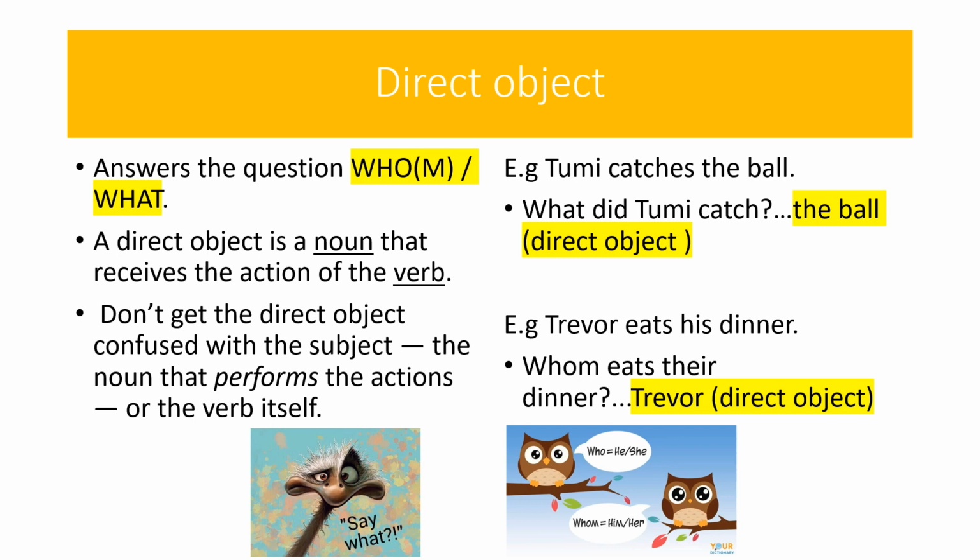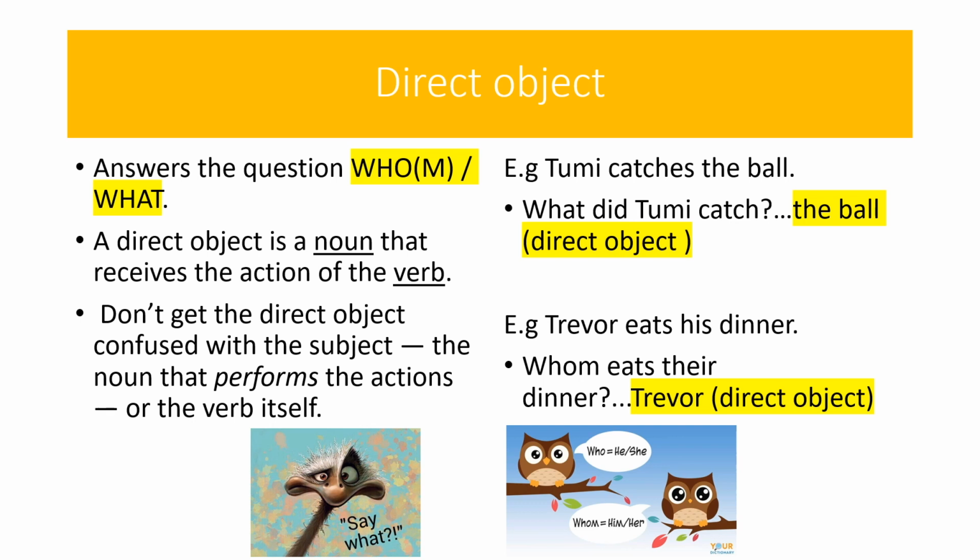Don't get the direct object confused with the subject. Remember, the noun that performs the action, or it's the verb itself. So let's have a look at the example. Tumi catches the ball. What did Tumi catch? He caught the ball. So the ball is the direct object. Remember, I'm answering the questions to who or whom or what.